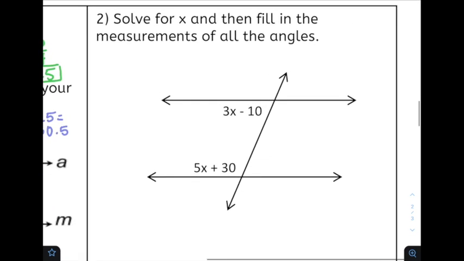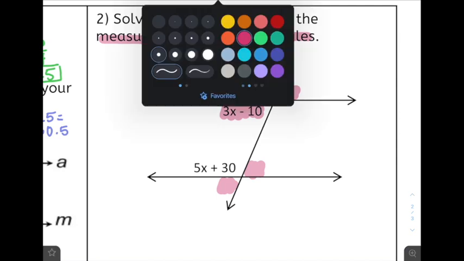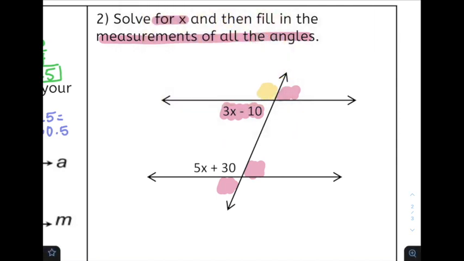So number 2, you need to solve for x and then fill in all the measurements for all the angles. So we're doing 2, solve for x and then measurements for all angles. All right, so how are these related? We have this angle is going to be equal to this, and this is going to be equal. Okay, and then I'm going to fill in the other ones. So remember this one, this, and this. So these are going to be supplementary.